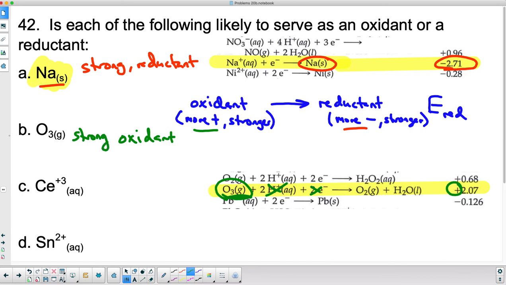Okay, I want you to do the same thing for C and D to figure that out, or the rest of them in 42, which I'm not sure if there's more than C and D. I think that's it though. Okay, do that. Strong oxidant.